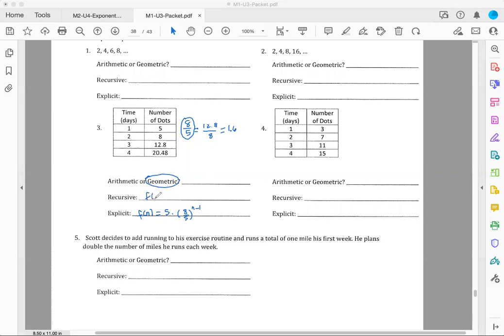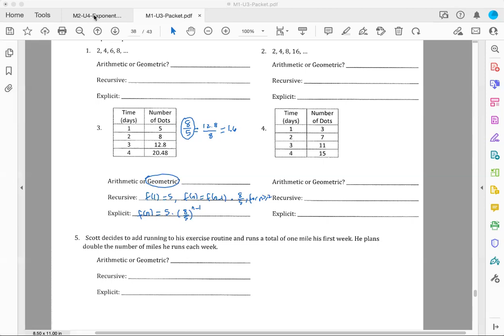For recursive, you would say f of 1 equals 5, and then f of n equals f of n minus 1, multiplied by what? The common ratio, which is 8/5. And then for n greater or equal to 2. I hope I did not forget n greater or equal to 2 for the previous one. So it's always for n greater or equal to 2, okay?